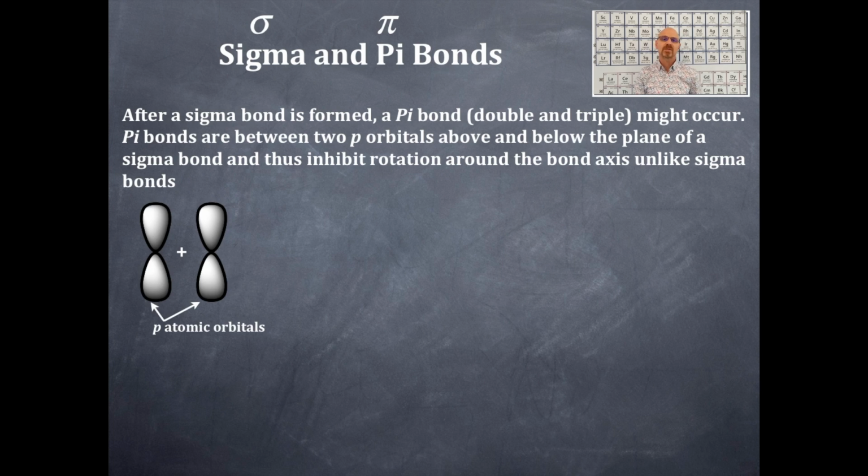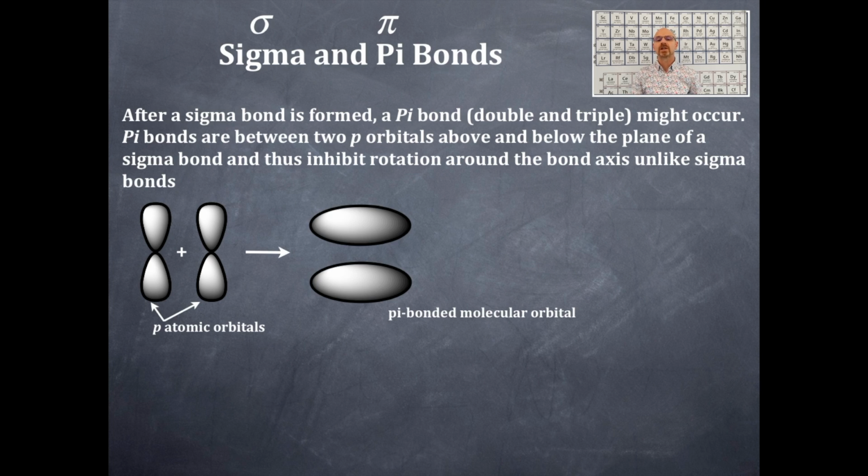So let's give you an example of a pi bond here. I've got two different p atomic orbitals. These are going to overlap to form this pi bonded molecular orbital above and below the plane of the sigma bond. I'm not showing the sigma bond here, but notice that line is showing where the sigma bond would be located. That would form first before any pi bond would form. So this would be a double bond. A double bond has one sigma, one pi.